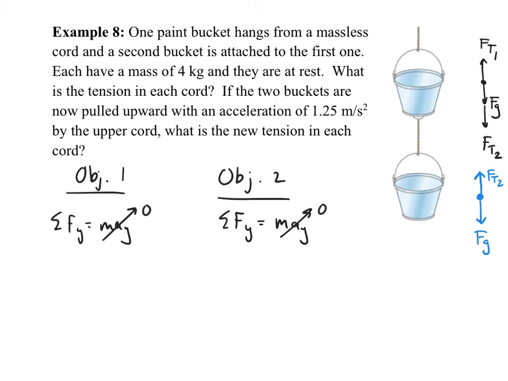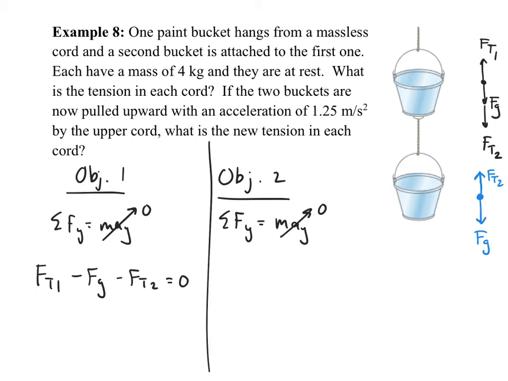I don't have to call it M1 and M2. Why not? The masses of the buckets are both 4 kilograms. They're identical. So there's no reason to designate M1 and M2 in this problem. So on the first object, I've got tension pulling up. We've got the weight pulling down. We've got the other tension pulling down. And that's going to equal 0. And that's the first object.